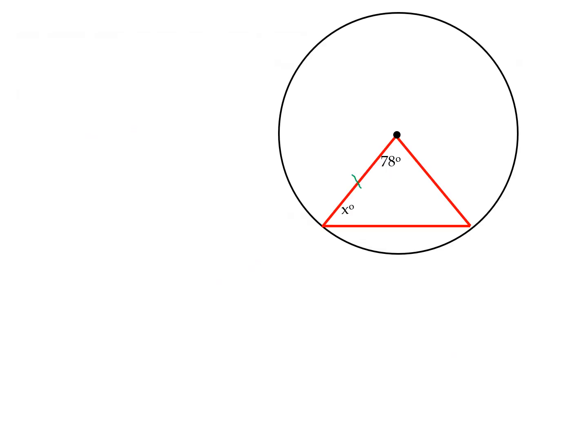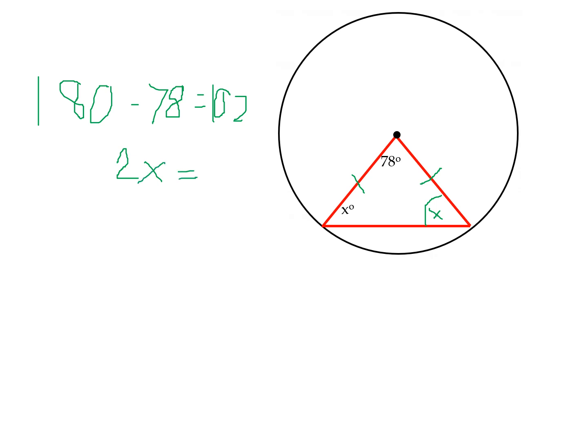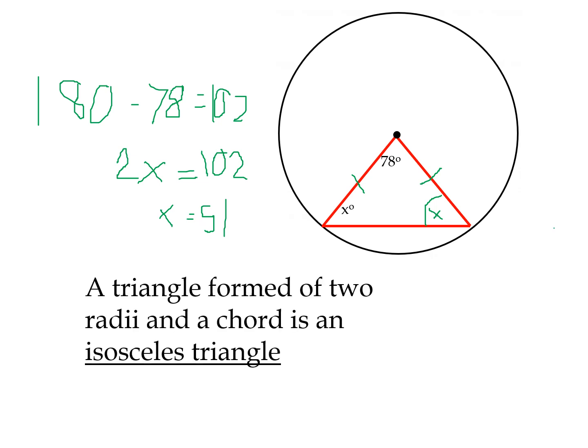Next one. We should spot the two radiuses straight away. So we know both of those are x. So we do 180 subtract 78, which equals 102. And we split that by the 2, so we know 2x is 102. So 1x must be 51. Okay, and that was by two tangents forming radiuses form an isosceles triangle.